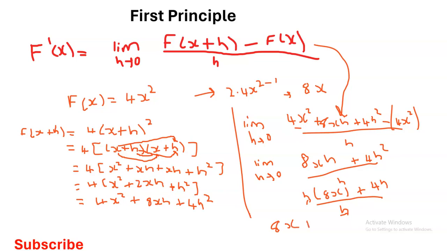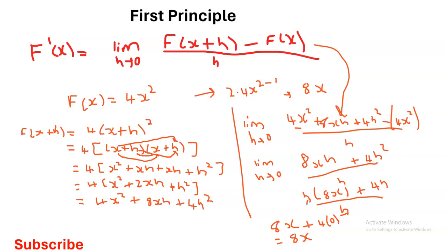But remember, h approaches 0. So wherever you see h now in this step, you're going to put a 0 because h is approaching 0. So wherever you see h, you'll put a 0 because I've got 4h there. So you'll put a 0 there, and then therefore my answer will end up as 8x, which is what we found before using the derivative laws.